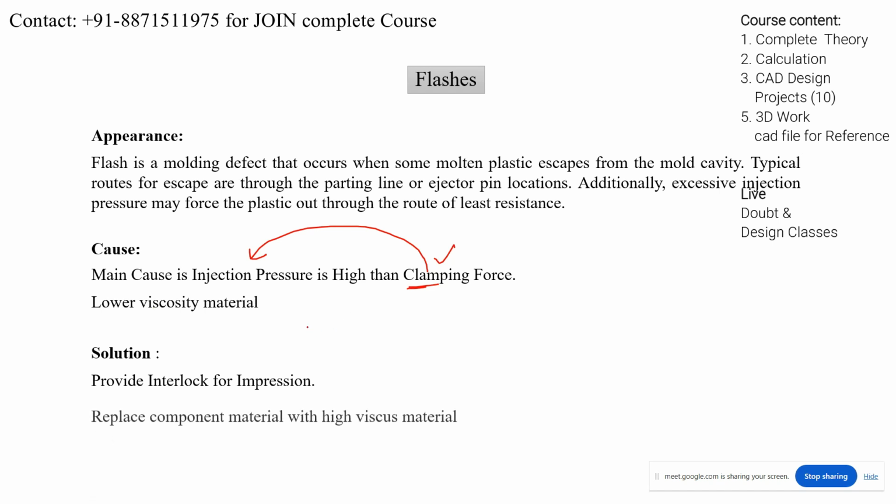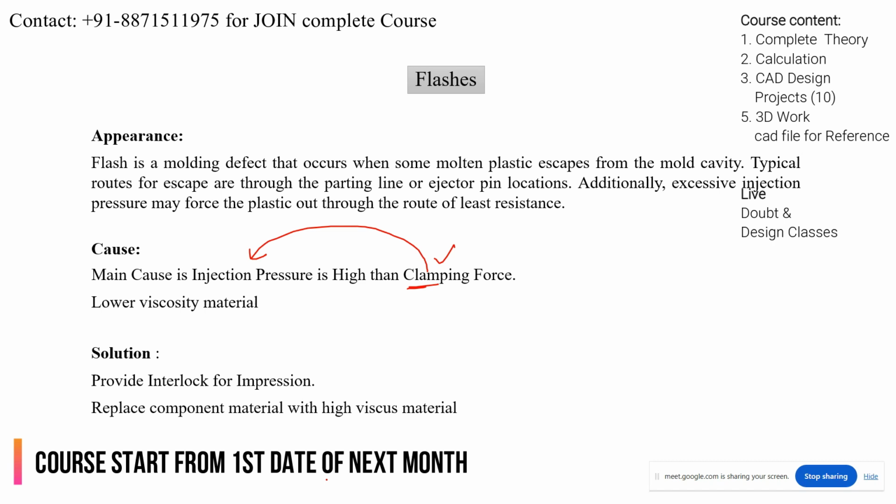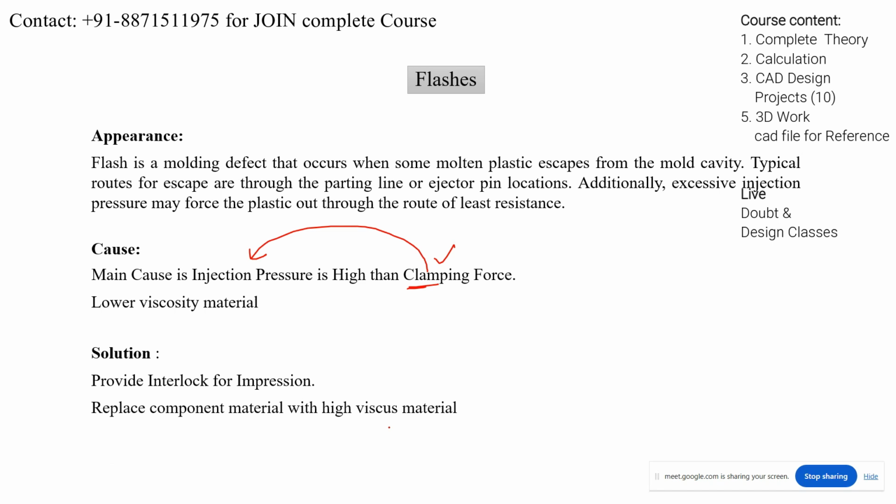And one more solution is to replace the component material with a high viscous material. For example, if flashes occur in the molding process, what can you do there? For example, if this is a low viscous material, say you have a PP material, which is homogeneous, the pure material, right? In PP material, you can add 10% GF, which is glass fiber material. Because of that GF material, its viscosity will increase, right? Understood?